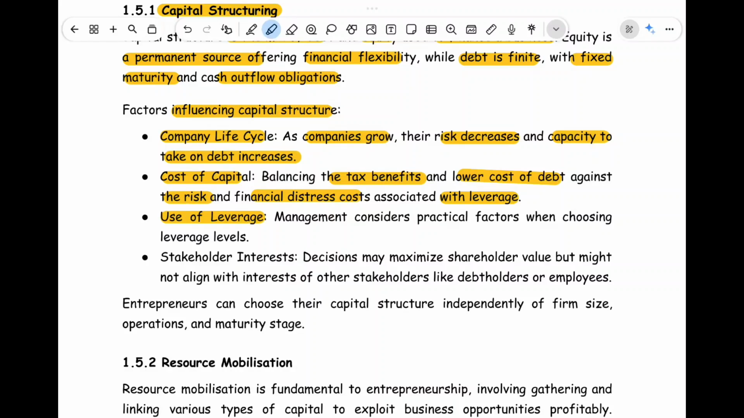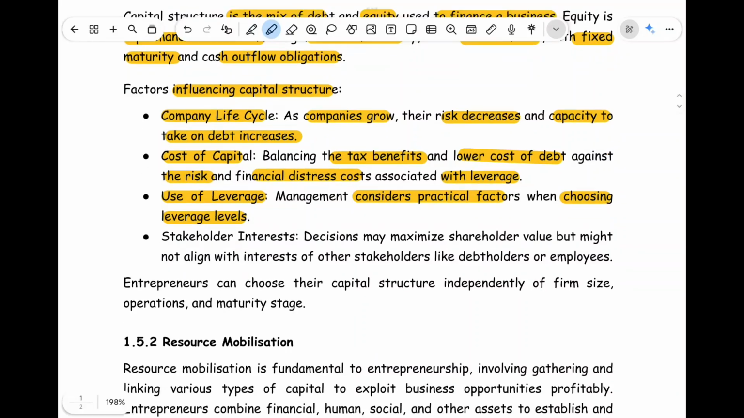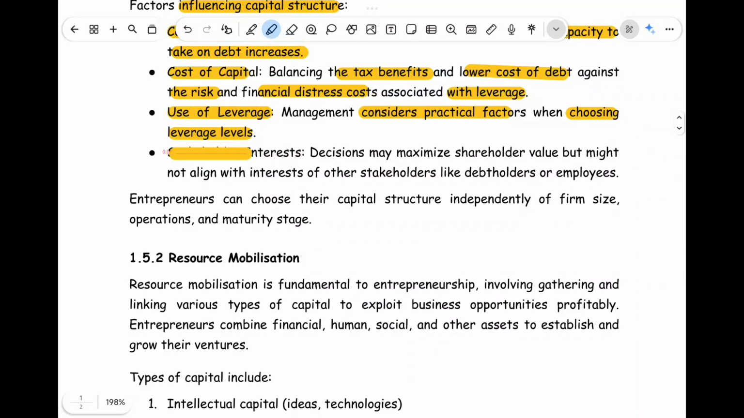Use of leverage: management considers practical factors when choosing leverage level, the portion of debt capital and equity capital. Next is stakeholders' interest. The decisions may maximize shareholder value but might not align with the interests of other stakeholders like debt holders or employees. Now, entrepreneurs can choose their capital structure independently on the basis of the firm size, operations, and maturity stage.